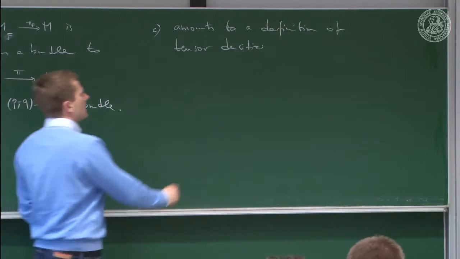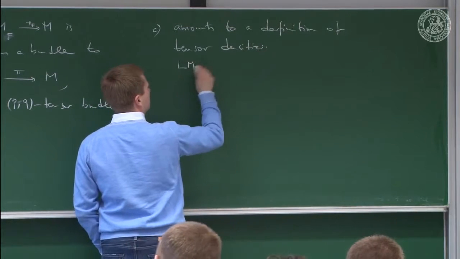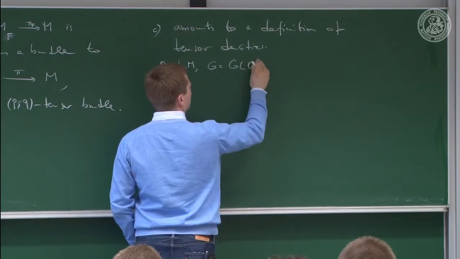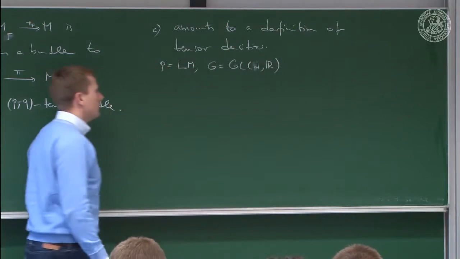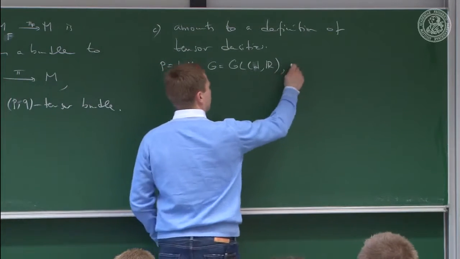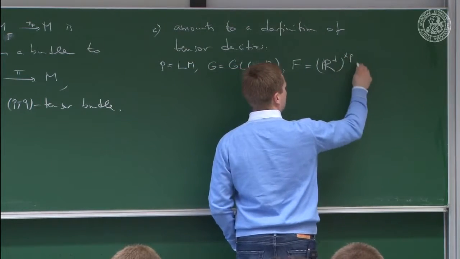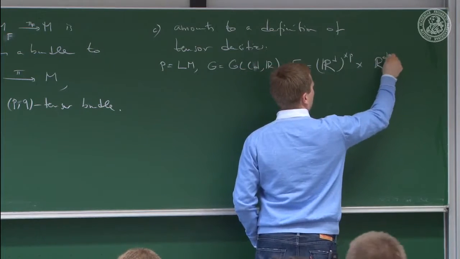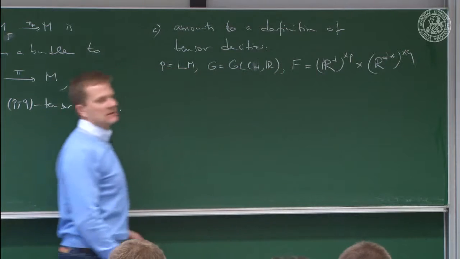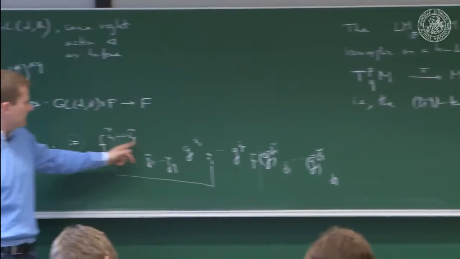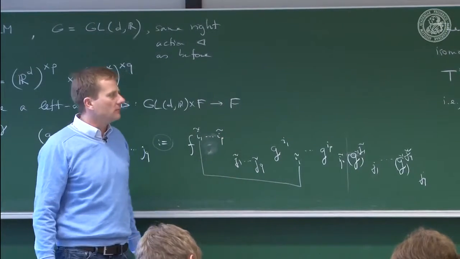So again, LM, P is LM, G is GLD over R, and again, F is these components, P copies of RD and Q copies of RD star. So the elements of the fiber look precisely like here. If I write down an element of the fiber, it has this kind of shape. It's given by an array of numbers of this form.